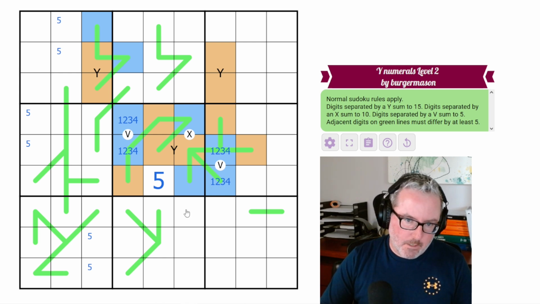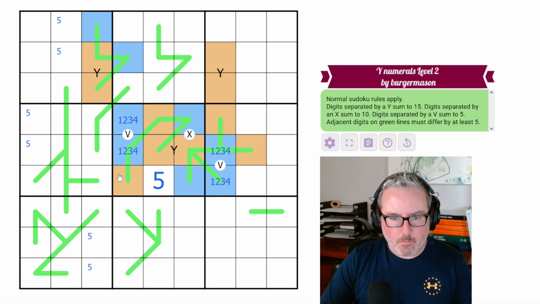What else are we going to be able to see here? I'm sure we can probably do something with these German whispers to determine more highs and lows.